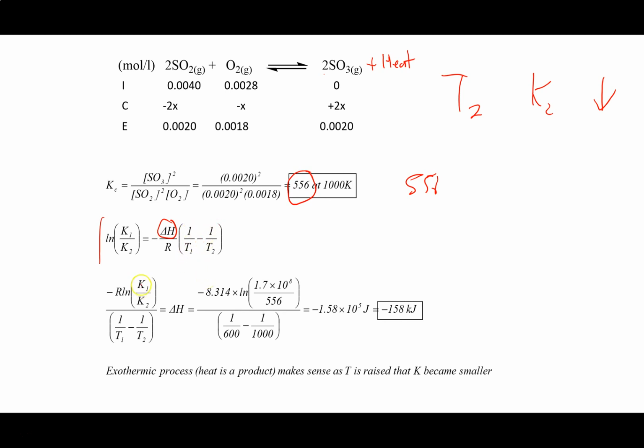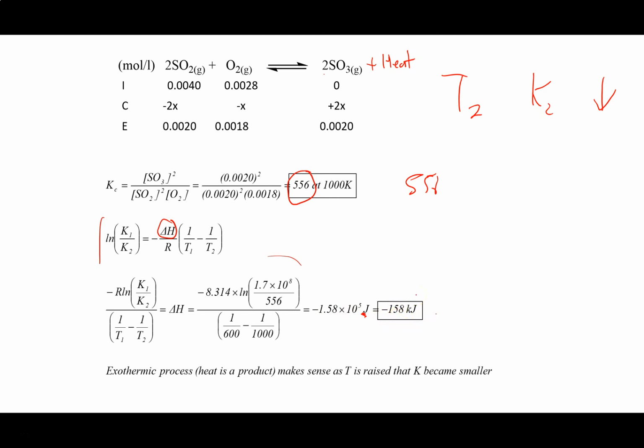So I've just got to kind of keep things straight. I've got to make sure my K1 goes with my T1, my K2 goes with my T2, and then my temperatures need to be in Kelvin, and my R needs to be in units of joules per mole per degree Kelvin, or it's not going to work out. So I put all of that in, and this is going to return my delta H in joules. Okay, so minus 1.58 by 10 to the 5, or a minus 158 kilojoules.